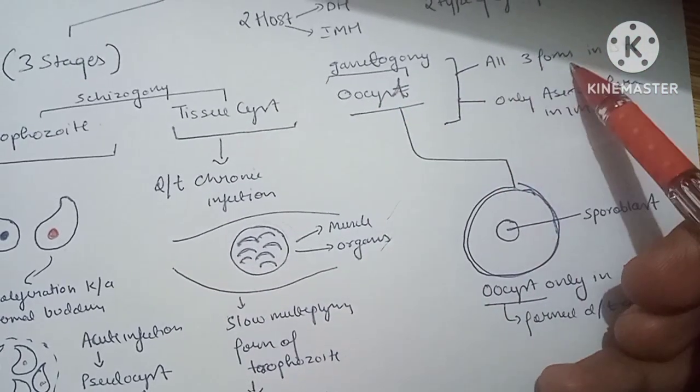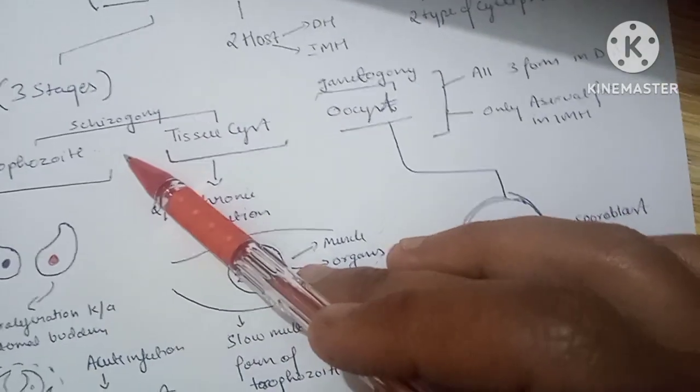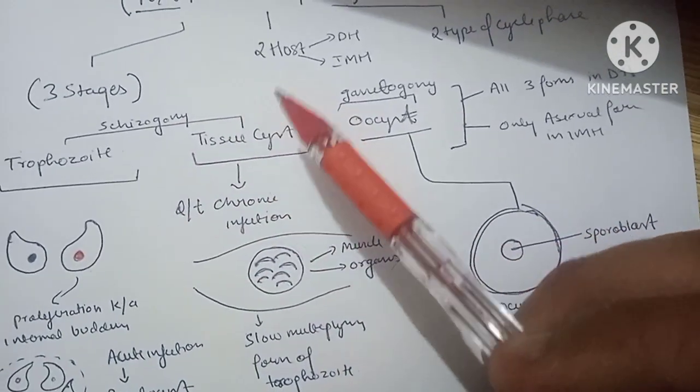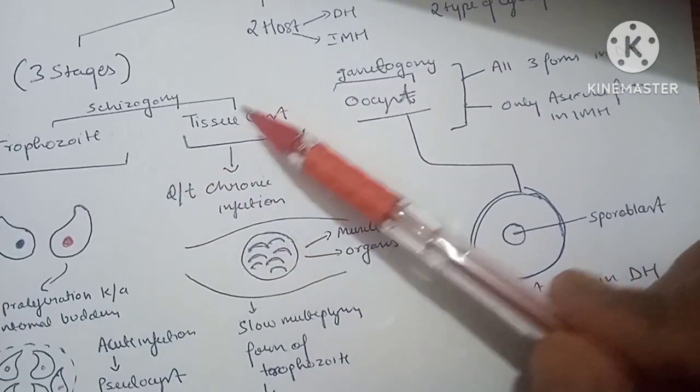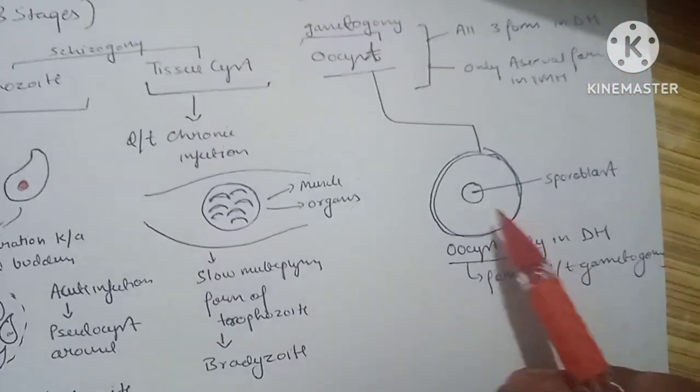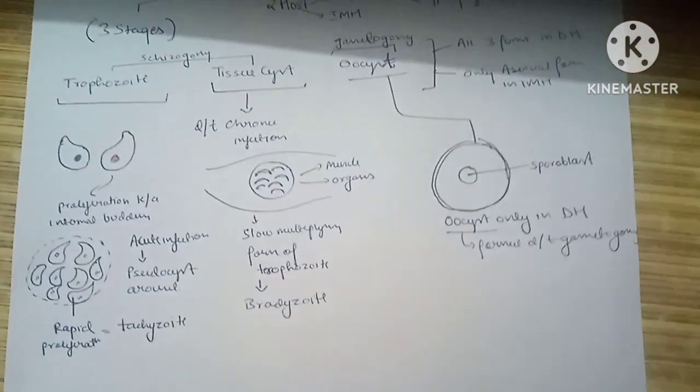Okay, so all three forms are in the definitive host: oocyst, tissue cyst, sporozoite, sorry. But in an intermediate host, only the asexual forms, trophozoite and tissue cyst, will be seen. Now this oocyst has a sporoblast in the center, and this oocyst is only present in the definitive host, we know. So these were bits about the stages.